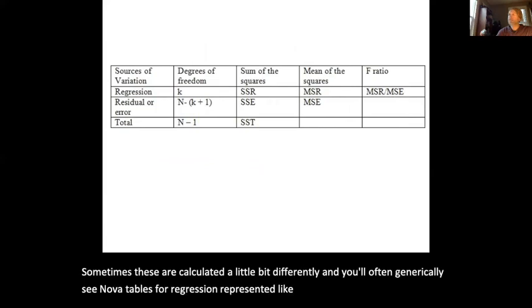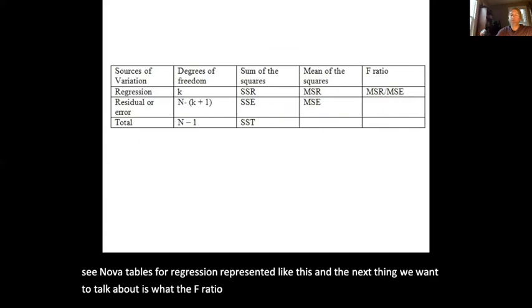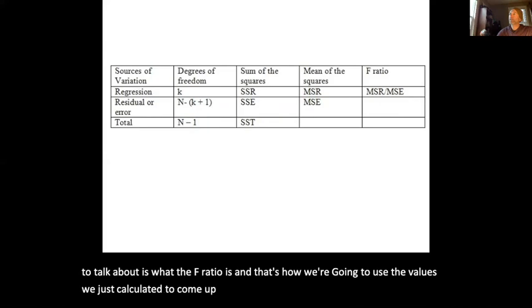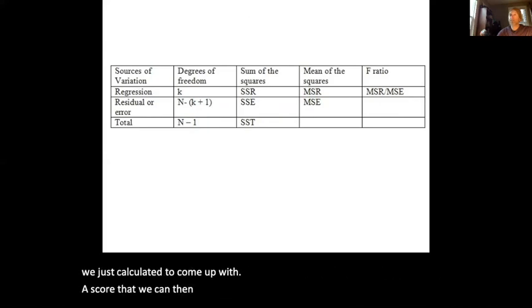The next thing we want to talk about is what the F ratio is, and that's how we're going to use the values we just calculated to come up with a score that we can then test for significance, to see if we got the line that we got due to chance alone.